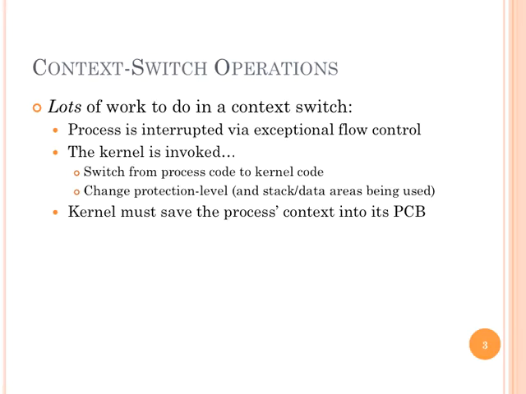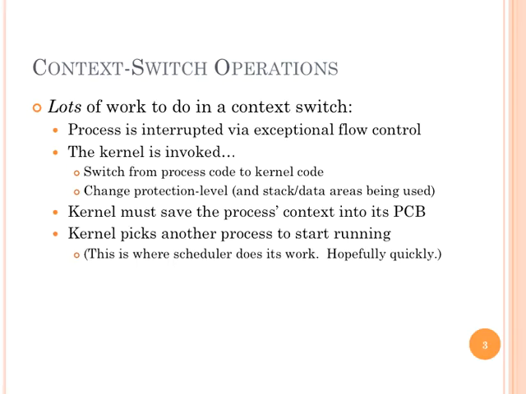So the kernel has to save the process control block. It has to update the context in the process control block. It has to pull all those things out. Just a little bit of memory access that has to go on. Then it has to run the scheduler, and like I say here, hopefully this is quick. So it picks another process to start running. This is more memory accesses, so hopefully not cache misses and so forth.